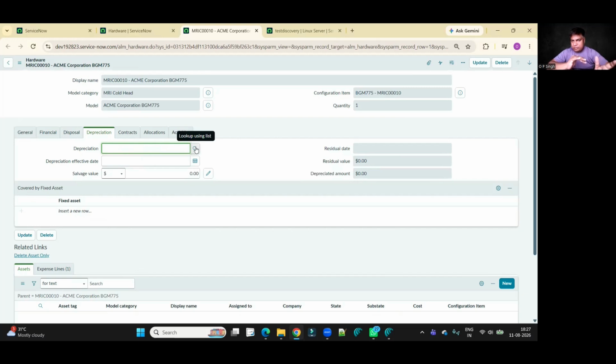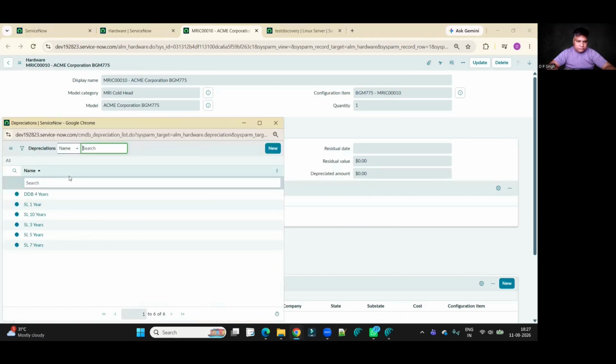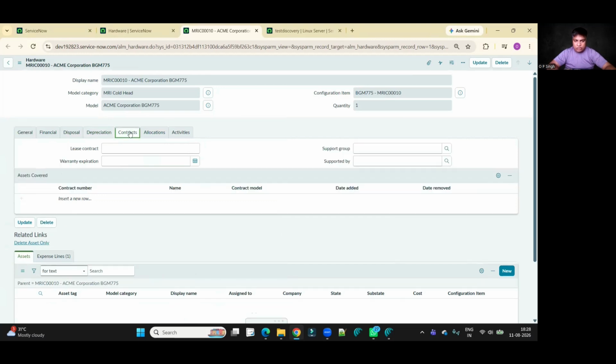If the cost of that particular asset is depreciated, then you have to update all these things here. You can see here, these are the technical terms with respect to depreciation. Then contract, under which contract this particular hardware is bought, okay, leased or whatever. Then we have two good fields here, support group. It is the group to which incidents regarding this asset should be directed. If there is some issue with respect to this asset, which group is responsible for maintaining and fixing the issue? So that is the support group.